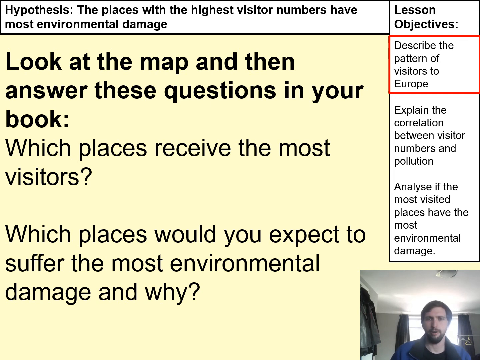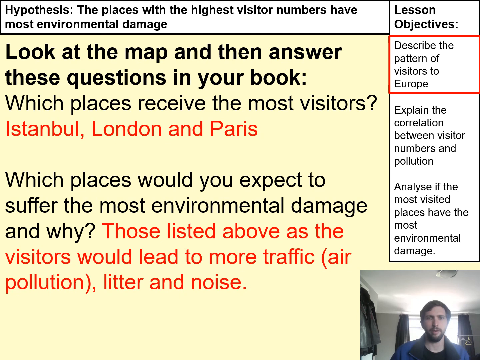And welcome back. Right, once you've done that, hopefully you got something that looks like this. So obviously the top 3 were Istanbul, London and Paris. And if you are like me, you probably have predicted that, yeah, those 3 are the places you predict to have the most pollution, because with more visitors, it leads to more traffic, such as car pollution, might be aeroplanes, all types of air pollution, more litter, and noise pollution. So that is probably what I would expect most people to predict, certainly what I would have done.